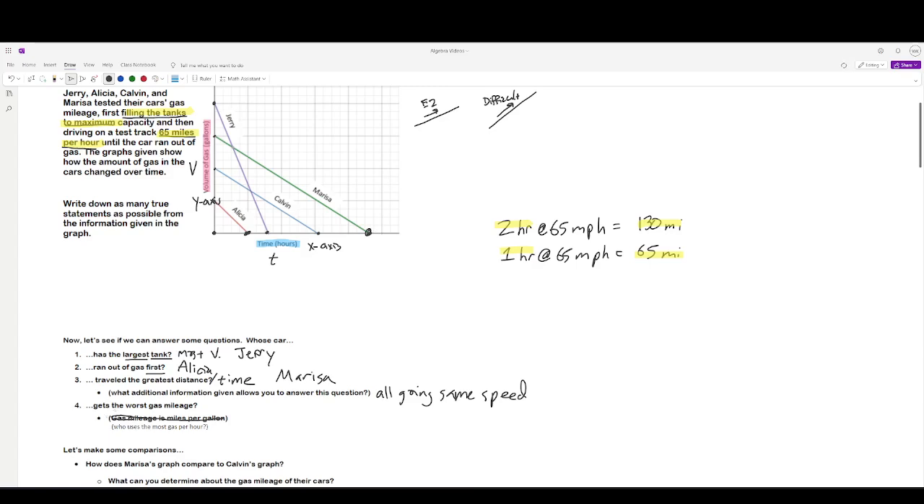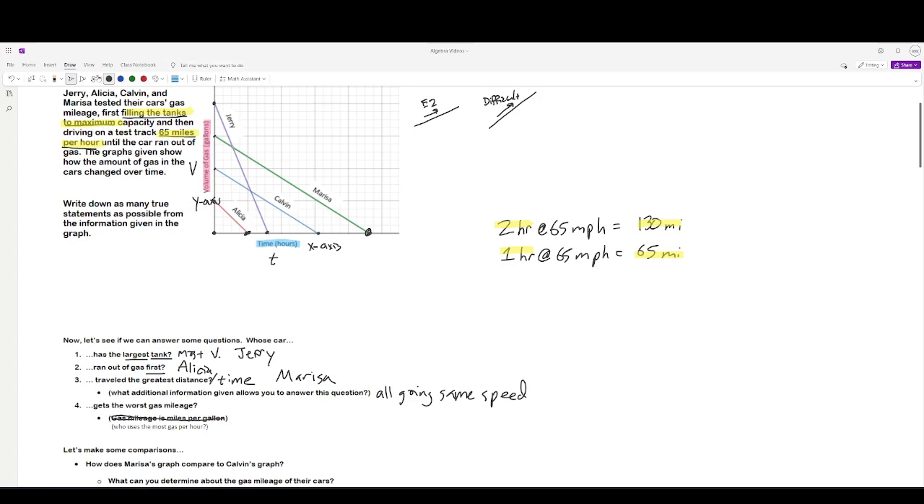Number 4, who gets the worst gas mileage? So gas mileage has to do with how far your car can travel on 1 gallon of gas. So the other way of looking at that would be the worst gas mileage would be the most gas per hour. So whoever is using up gas the fastest has the worst gas mileage. So to find that out, we need to look at gas per hour.